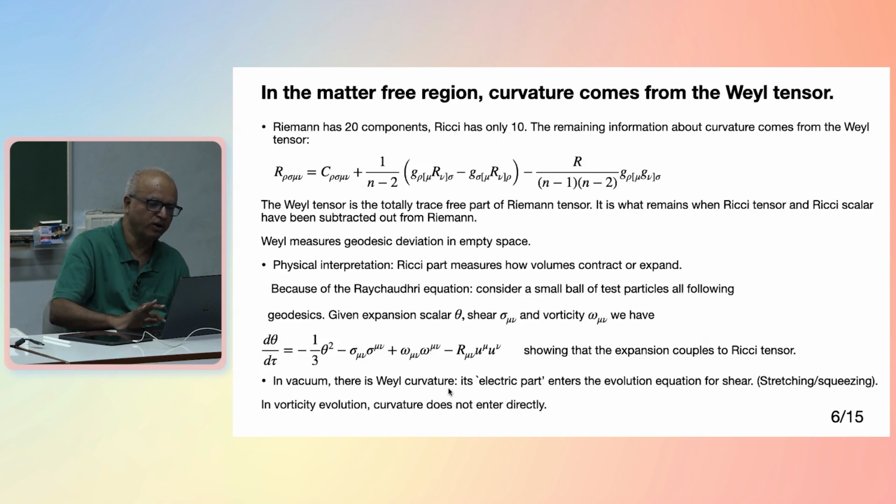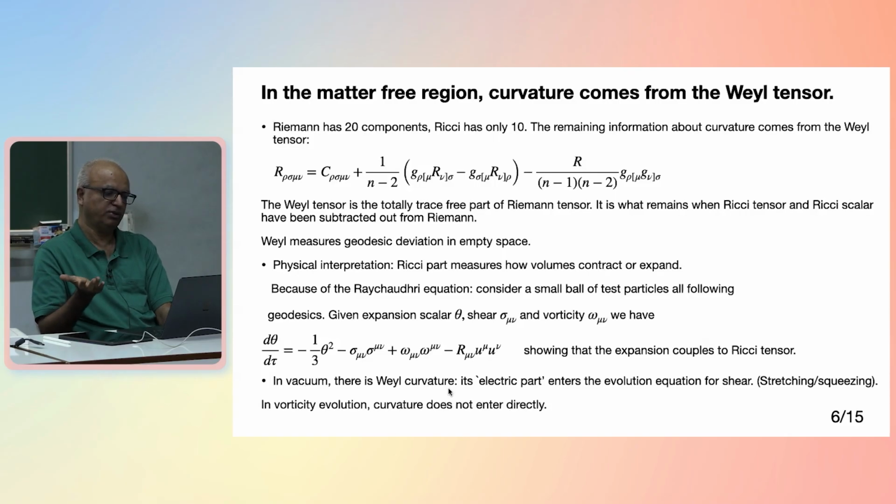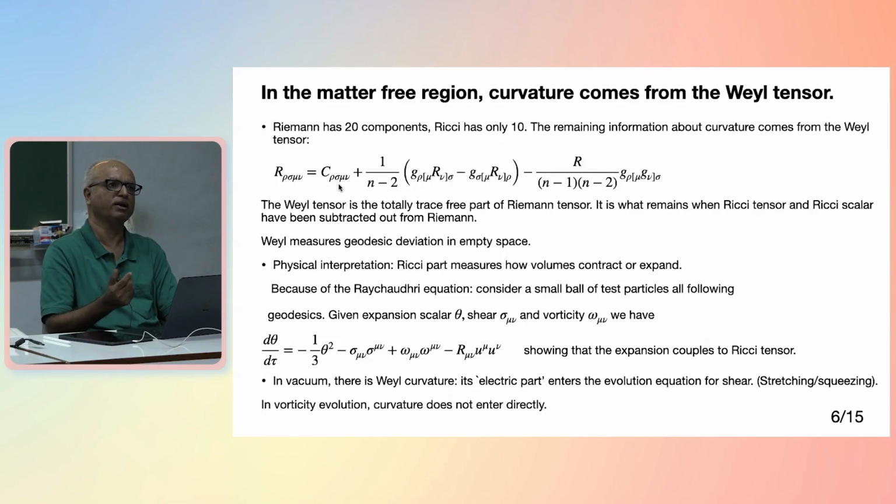In vacuum, there is Weyl curvature. The Weyl curvature, it turns out, can be split into so-called electric and magnetic parts which have analogies with electromagnetism. The Weyl curvature enters the evolution equation for shear, which causes stretching and squeezing. In the vorticity equation, curvature does not enter directly. Gravity does not generate vorticity from zero, whereas gravity will generate shear from zero. The shear is basically tidal forces. The tidal forces are caused by the Weyl curvature.